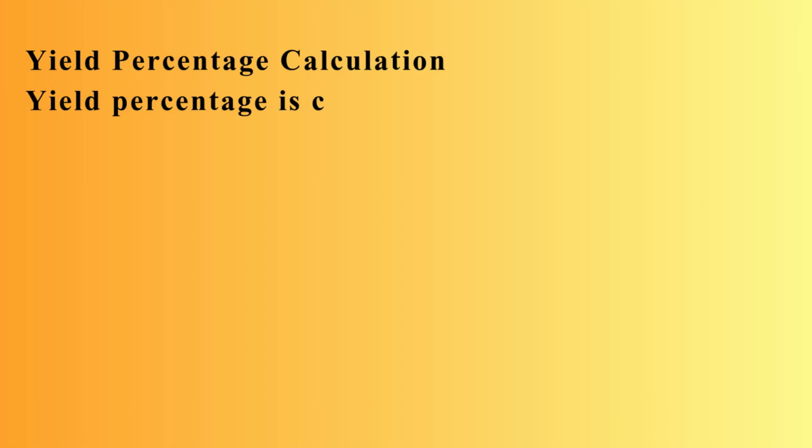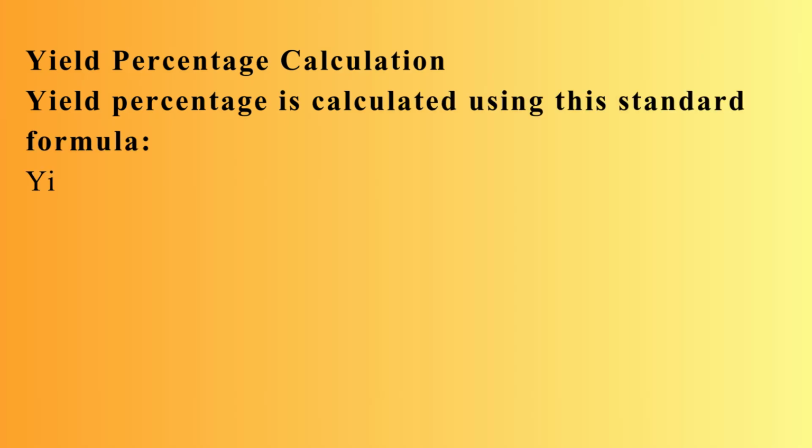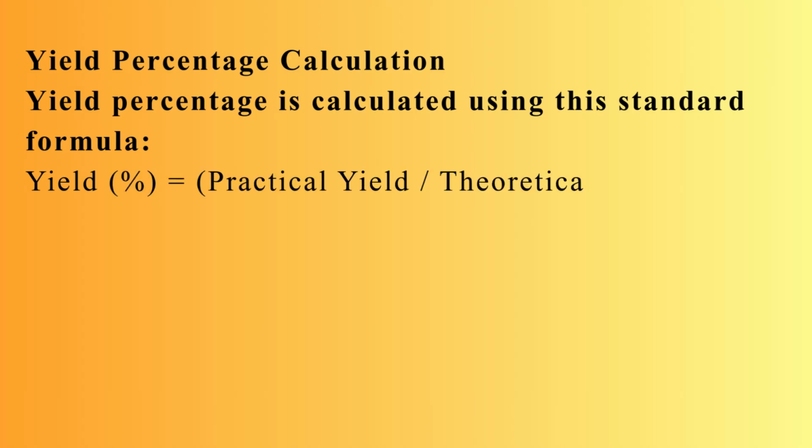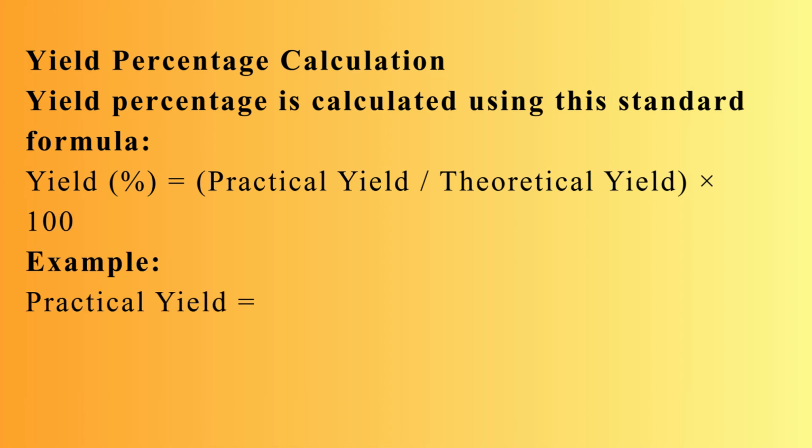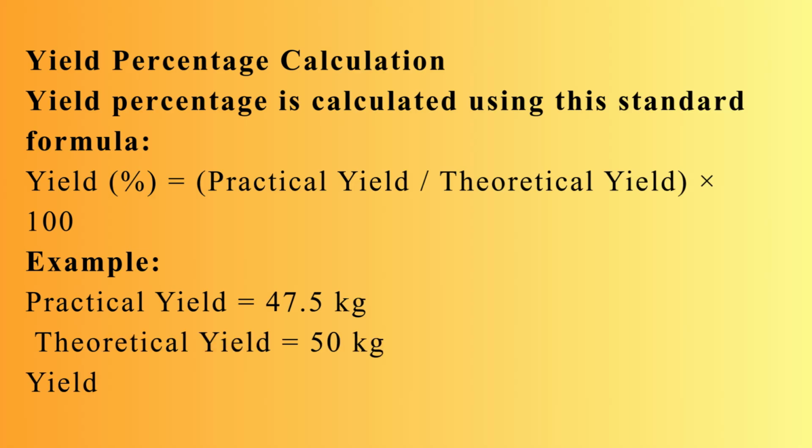Yield percentage calculation. Yield percentage is calculated using this standard formula: yield percent equals practical yield divided by theoretical yield, times 100. Example: practical yield equals 47.5 kg, theoretical yield equals 50 kg. Yield percent equals 47.5 divided by 50 times 100 equals 95%.